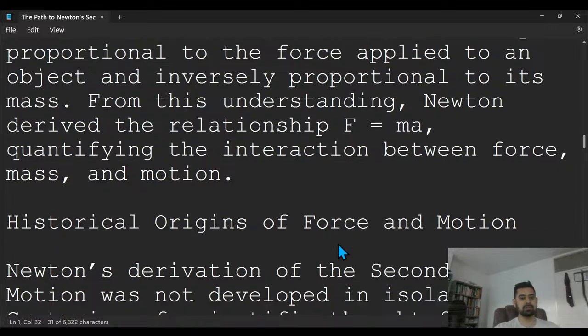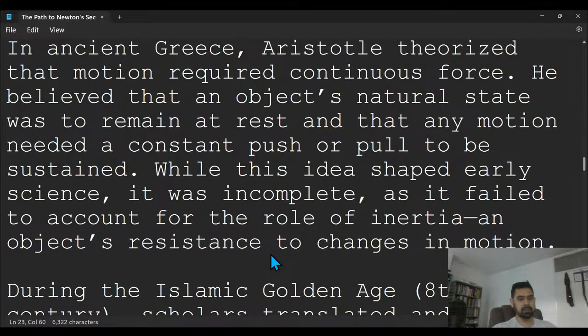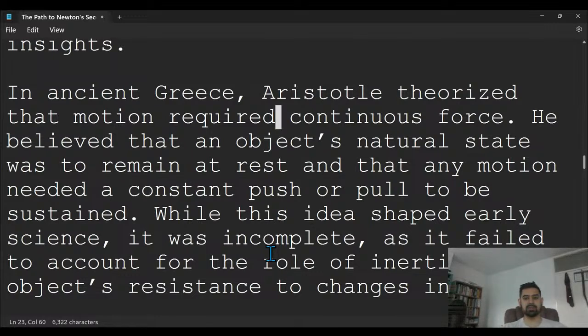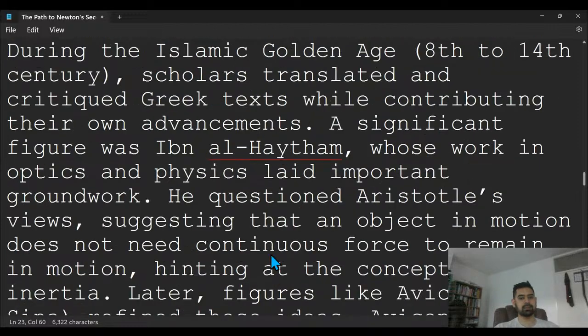Historical origins of force and motion. Newton's derivation of the second law of motion was not developed in isolation. Centuries of scientific thought from ancient Greece and the Islamic Golden Age laid the foundation for his groundbreaking insights. In ancient Greece, Aristotle theorized that motion required continuous force. He believed that an object's natural state was to remain at rest and that any motion needed a constant push or pull to be sustained. While this idea shaped early science, it was incomplete as it failed to account for the role of inertia, an object's resistance to changes in motion.